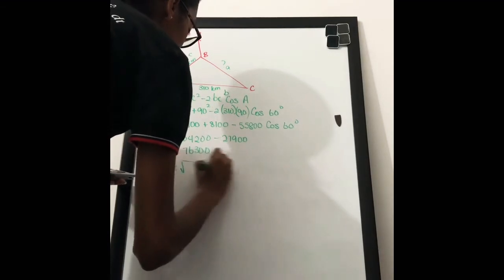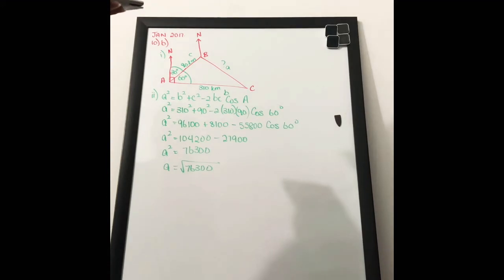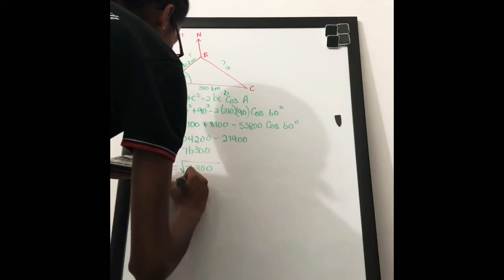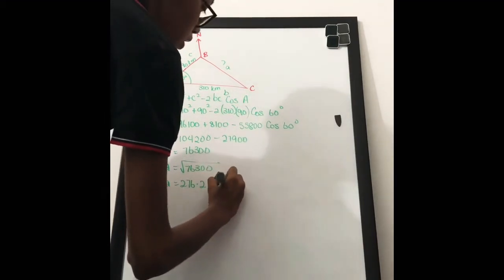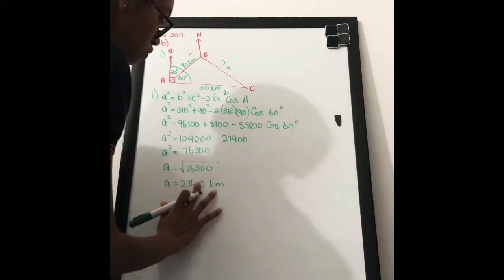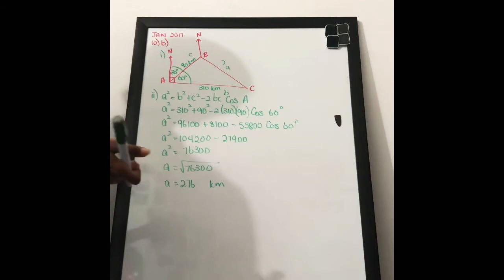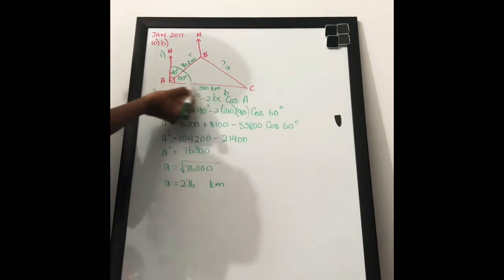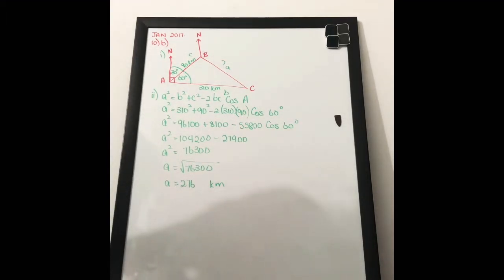So A would then be the square root of 76,300, which is 276.2 kilometers, right? Okay, so the question asks for the nearest kilometer, so it will just be 276 kilometers, right? Now, that is pretty straightforward there, right? If here is 310, here is 90, we estimate that 276 is reasonable, right?